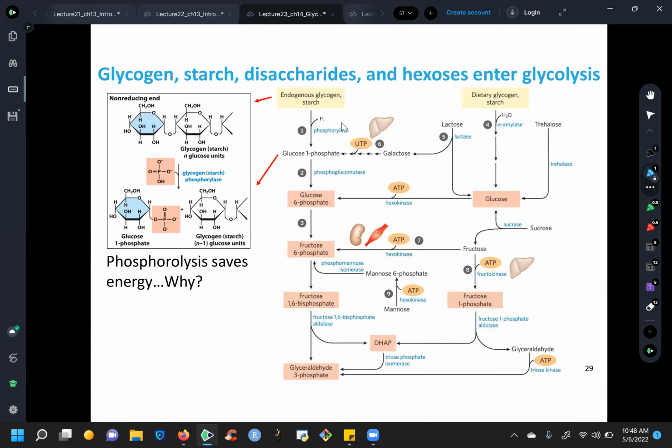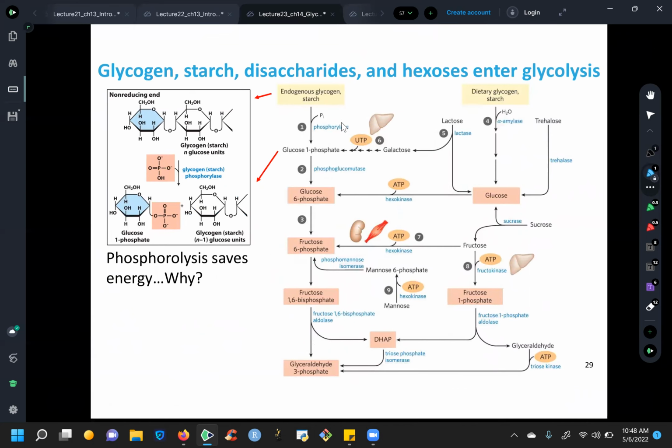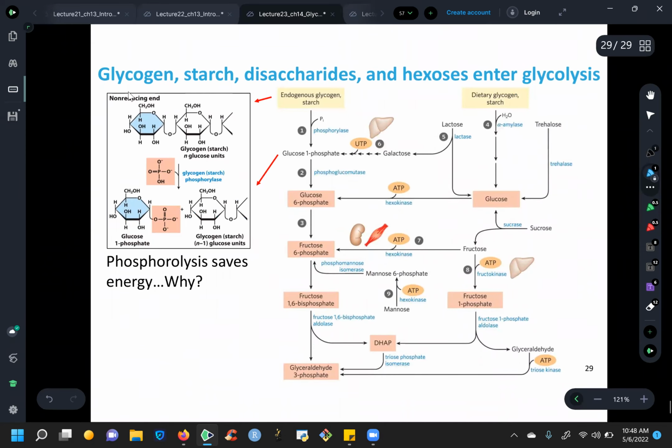Glycogen, starch, disaccharides, and hexoses enter glycolysis. It's just saying there are other things that can go in. Like glycogen, remember that's our glycogen stores. We can have thousands of glucose monomers stored as little granules inside cells, and then they come out when we need glucose. Starch is for plants, disaccharides are 2 sugars, and hexoses are the 6 carbon sugars. They enter glycolysis.